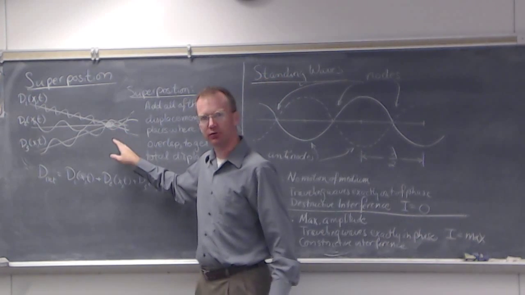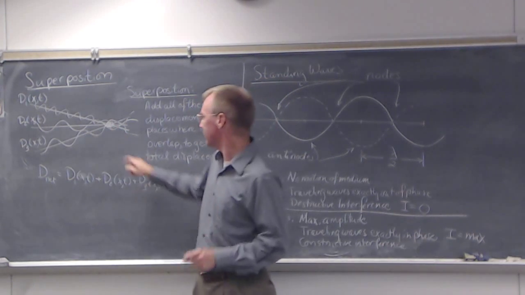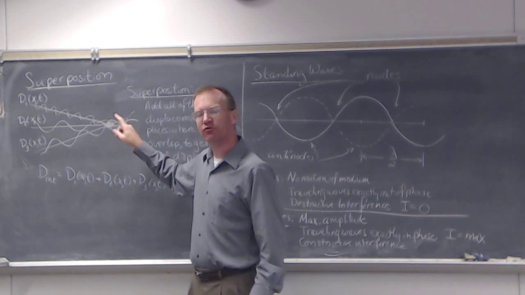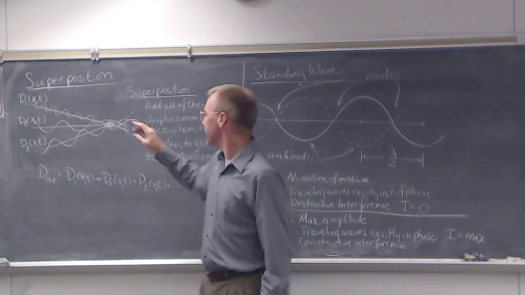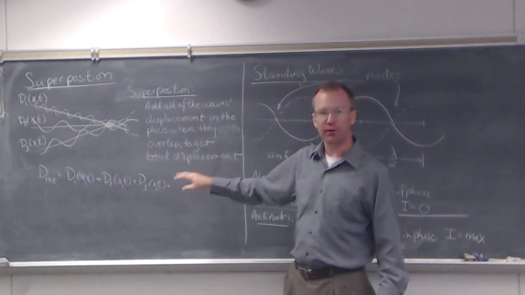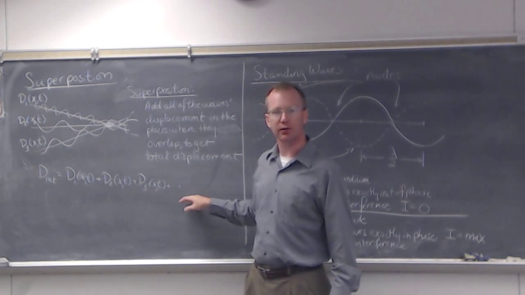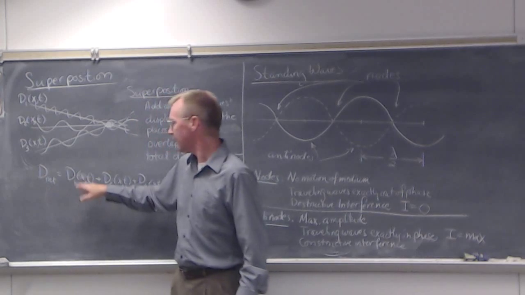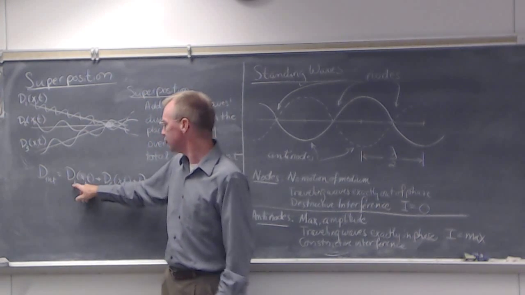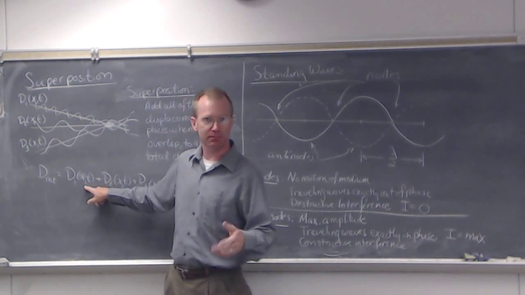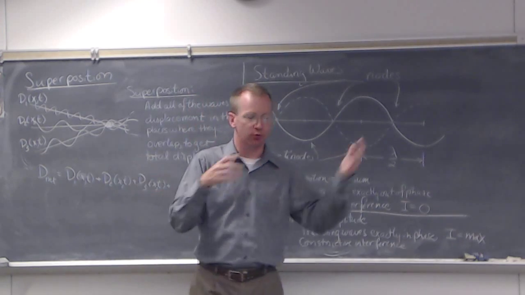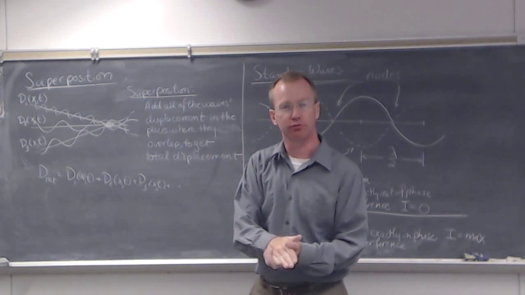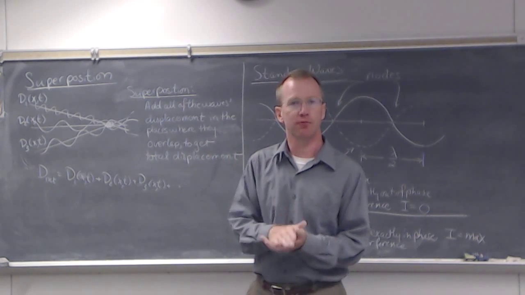So where they meet, though, the displacement at any point where 2 waves or more are overlapping, the displacement at that point is the sum of the displacements of all the different waves that meet there. So the net displacement, d net, at that position in time, is equal to the displacement of the first wave at that position in time, plus the displacement of the second, the third, the fourth, and so on, which is the sum. Superposition, to superpose on them, just means to overlap them.